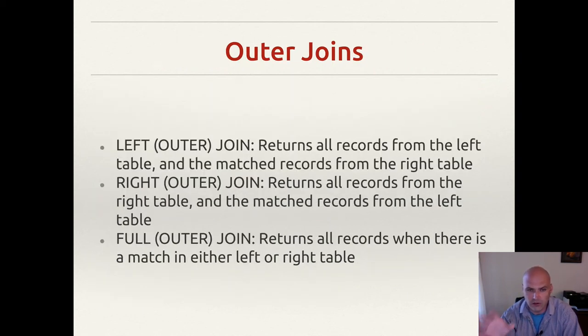Another way of phrasing it: a left outer join returns all records from the left table and the matched records, which is the intersection, from the right table. A right outer join returns all records from the right table. So just remember the left and the right. Think of it as first and second, left being first, and the matched records from the left.